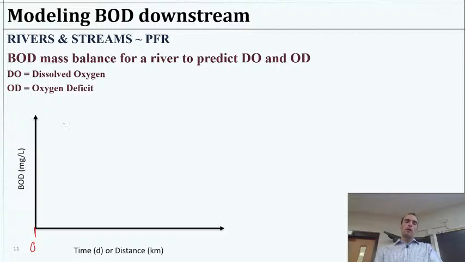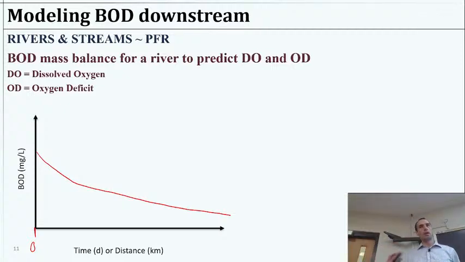So if we track what happens to our BOD as we move downstream, generally what we'll see is some initial dilution. And after that dilution, it's going to be a little bit first order. The more food the bacteria have, the faster they're going to be eating. And it'll probably decay something like that, right? The BOD will be consumed over time.